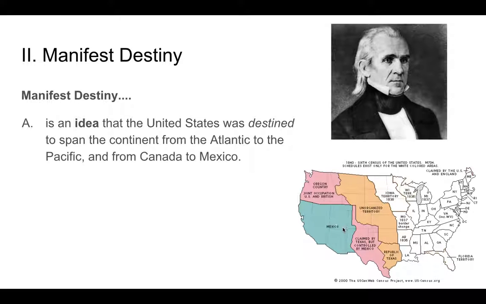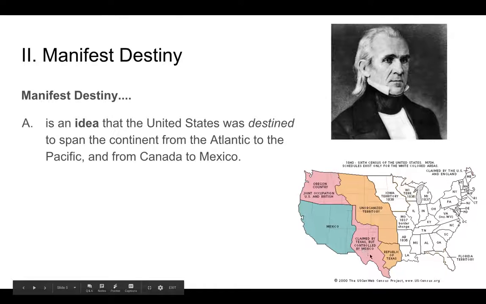We see Mexico was involved, Oregon Territory, Texas, but a lot of this land was lived on for centuries, if not thousands of years, by Native American people. And now they were standing in the way of this manifest destiny to go from the Atlantic to the Pacific.